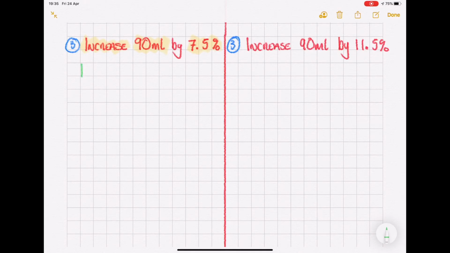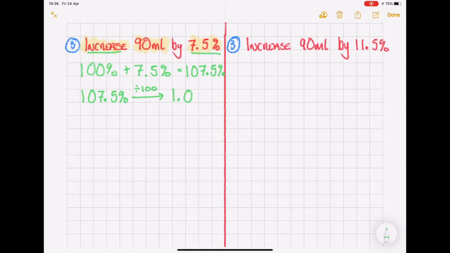So we start off with our 100%. And it's increasing. That means we add on the percentage. So we're adding on 7.5%. And if we do that, we get 107.5%. Okay, so we need to now find our percentage multiplier. So 107.5%, we're going to divide that by 100. And that gives us 1.075.